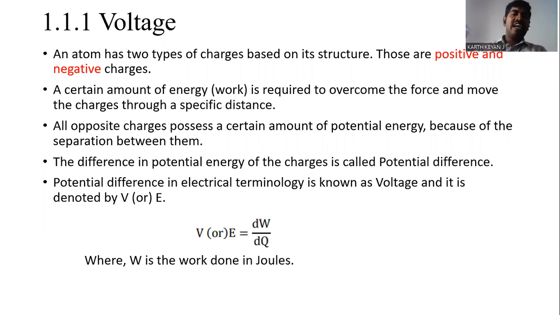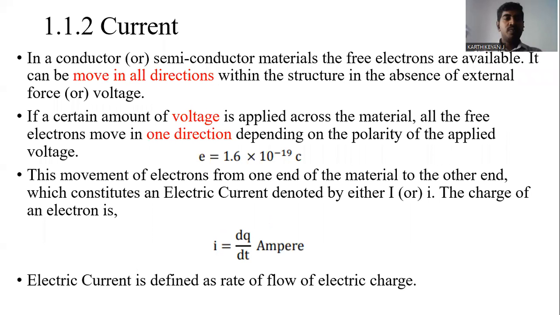The voltage can be defined as follows: any atom has two charges, one is the positive charge, another is the negative charge. So, if the electron moves from one end to another end, a force is required. That potential or force is known as voltage. Finally, you can conclude the voltage is defined as the force required to transfer the electron from one end to another end. So V equals dW divided by dQ.